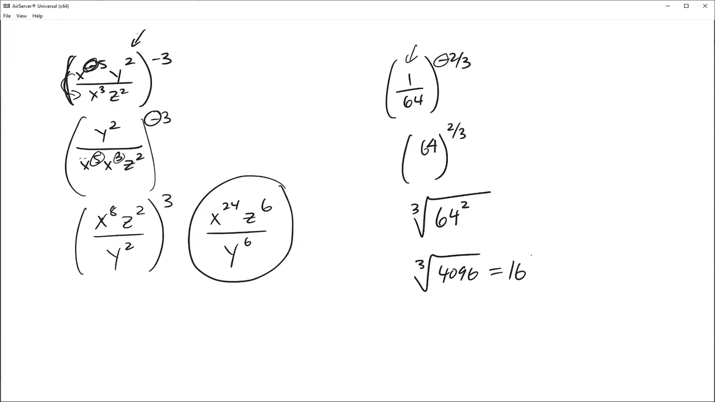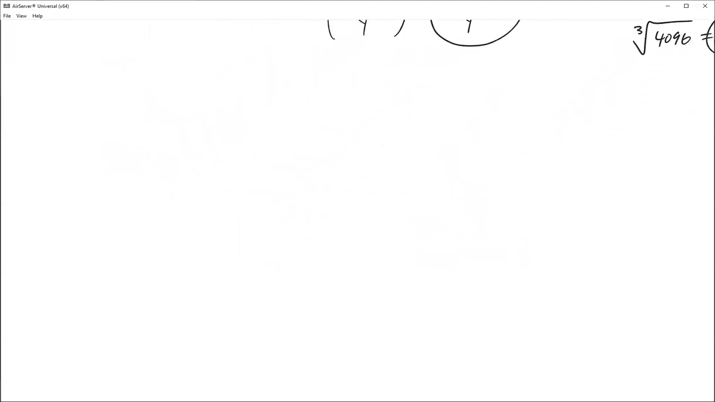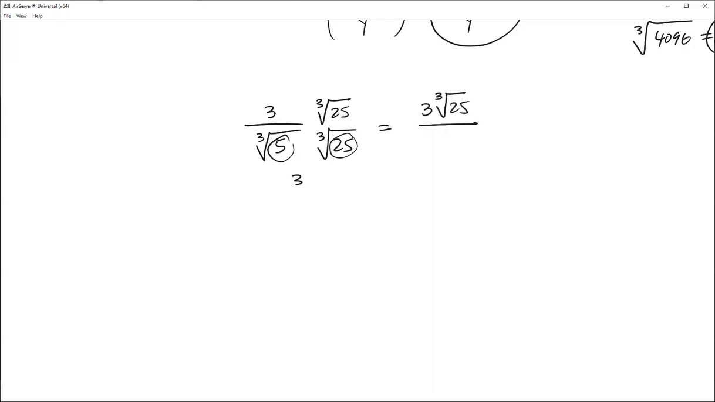Okay. And that's your answer for 1A and B. All right. Here we go. Number two is rationalize the following. This is a really key concept because this is the cube root of 5. And what we want to do is, remember, we had to get rid of the radical. And we want to multiply by the cube root of 25 because 5 times 25 gets us a perfect cube here. So this equals 3 cube root 25 all over the cube root of 125, which is just 5. And that's your final answer.